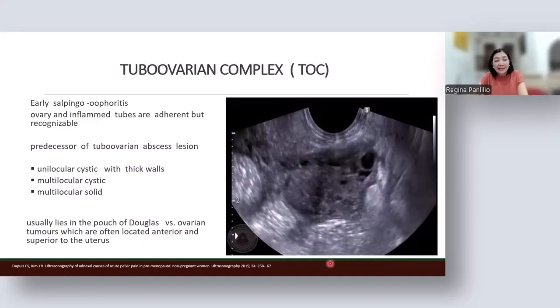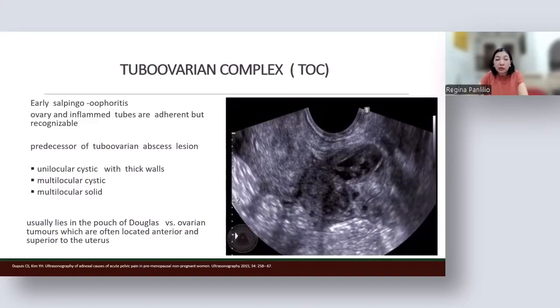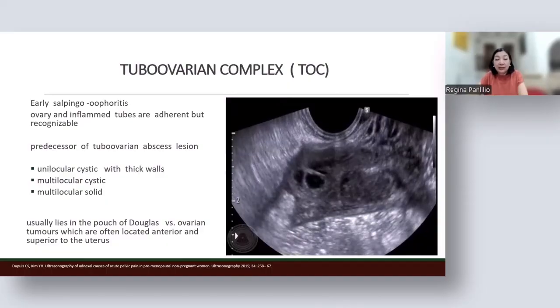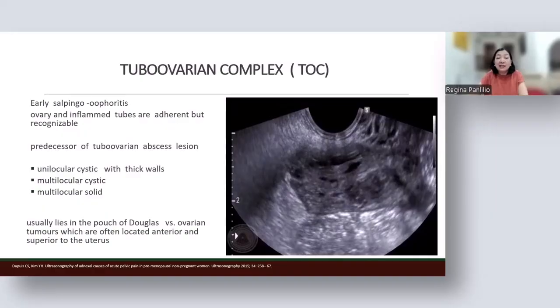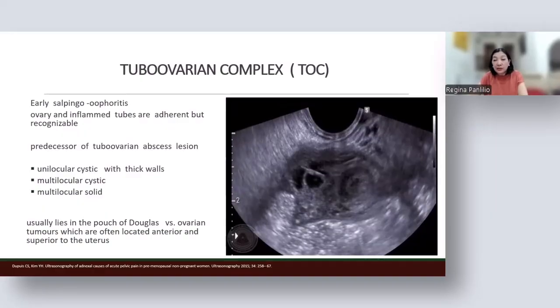It can be tubular cystic, unilocular cystic, multilocular cystic to multilocular solid. And usually they are seen to lie in the pouch of Douglas as opposed to ovarian neoplasms, which are often located anterior and superior to the uterus.